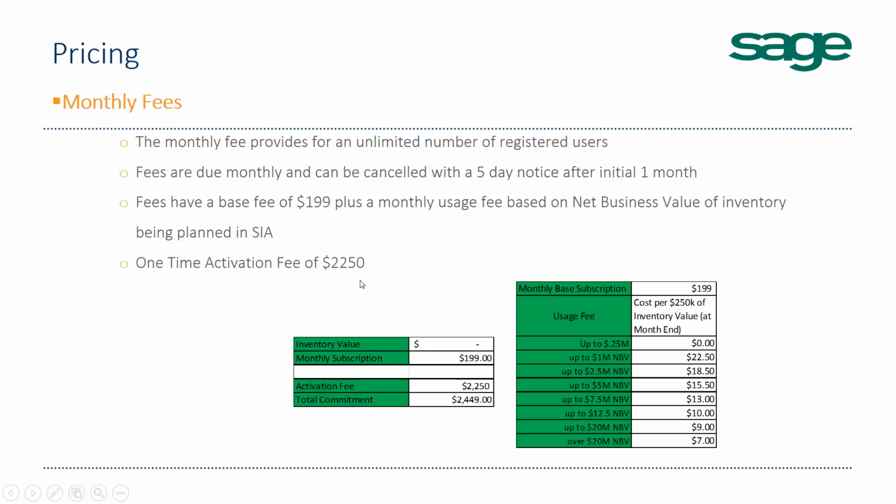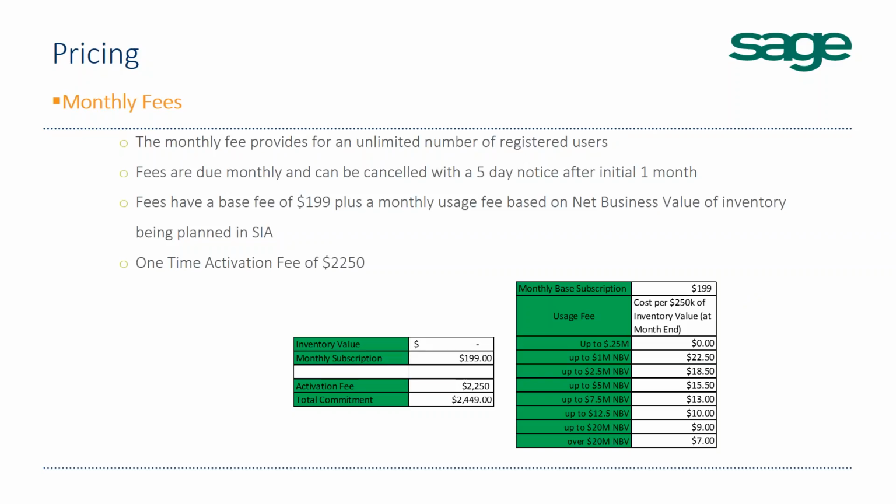There is a one-time setup fee of $2,250, and that covers Sage's cost of setting up your instance of Inventory Advisor on a Sage-provided server, setting up the connector through the internet to your Sage ERP server and loading your data, providing training and some consulting services to get you up and running. Then there is a monthly fee, and that monthly fee is based on 2 components. There is a base fee of $199, and then we have what's called a value fee, which is based on a rate for every $250,000 of inventory you're planning in the tool. And that's how we keep this scalable across our smaller and larger customers.